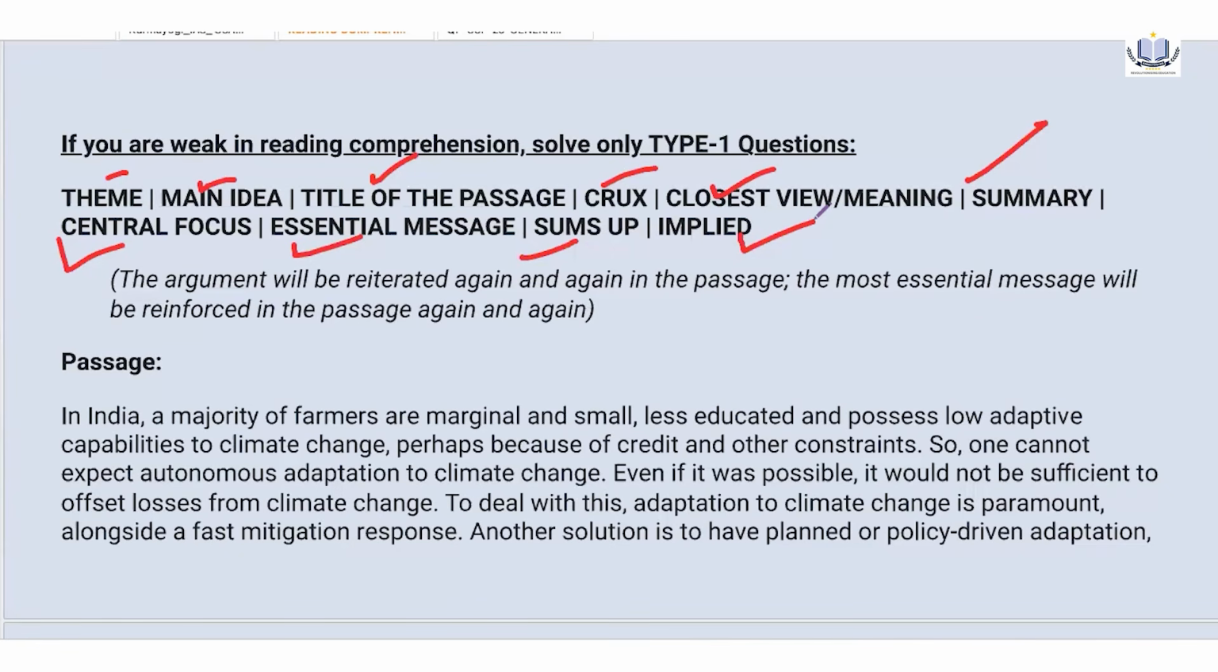Compared to other types of passages where you have to find the hidden belief, where you have to find the logical flow, those are comparatively difficult. But main idea, title of the passage, crux, if you are reading, you will be able to find out in one reading only. So, if you are weak in English, try to attempt these types of passages. Theme, main idea, title, crux, closest view, summary, central focus, essential message, sums up, implied. And if you are solving CSAT in 2 iterations, in the first iteration, try to solve type 1 passages having these kinds of keywords written.